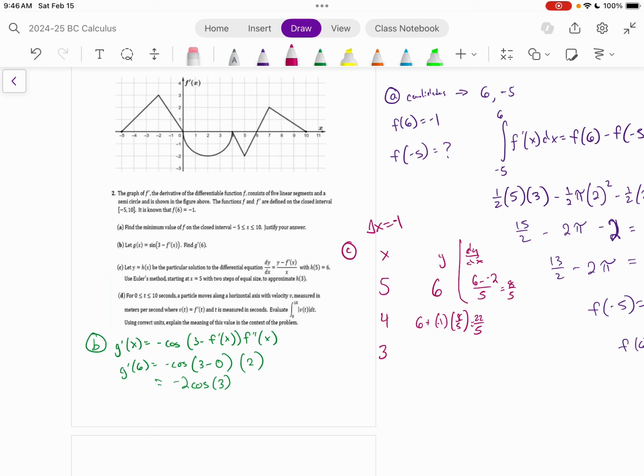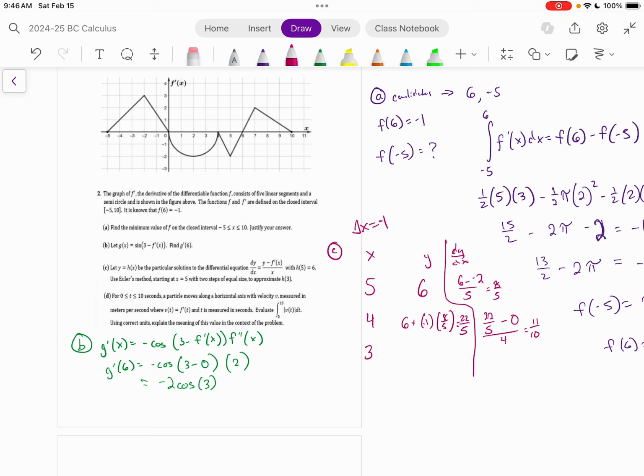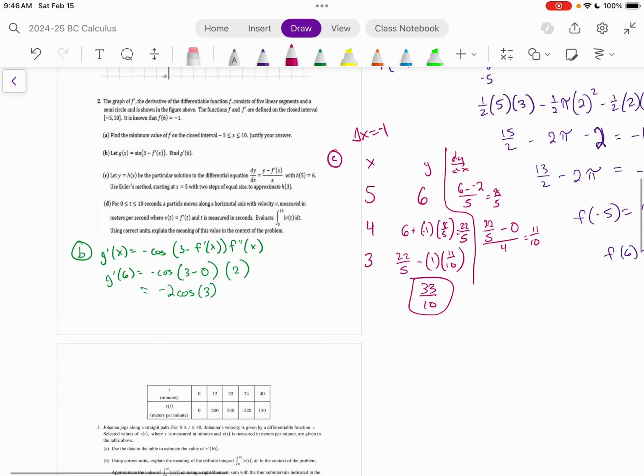Okay. Well, my dy dx then is going to be 22 over 5 minus f prime of 4. That's nice. That's 0. All over 4. Well, it's 22 over 20 or 11 over 10. So that means my final answer here is going to be 22/5 minus 1 times 11 over 10. Well, that's 44/10 minus 11/10, 33/10, I think is my answer. 3.3. So fun. All right. And then, oh, there's one more.